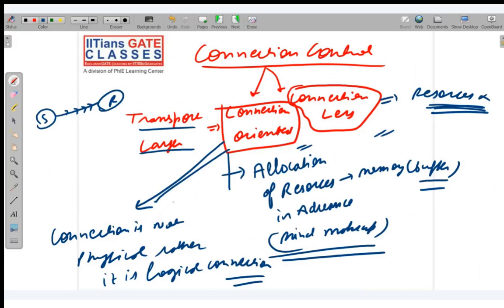And in the connection oriented scheme, since allocation of resources has been done, chopping can be done. Like a big message you can send and make small sets.